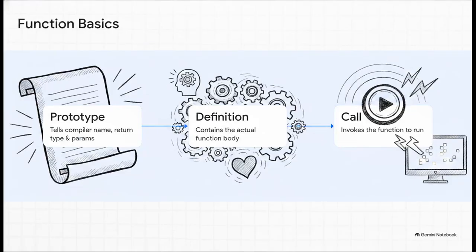Now, the crucial thing here is that every function relies on this three-step process. First up is the prototype, or declaration. This is where you introduce the function to the compiler. You're basically telling it the name, what it gives back, and what it needs. Second is the definition. This contains the actual step-by-step logic, the real body of the work. And third is the call, which is when you actually hit the button and tell the function to run.